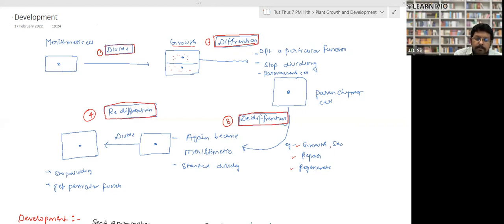For example, a meristematic cell changes into a parenchymatous cell after differentiation. Now, de-differentiation.